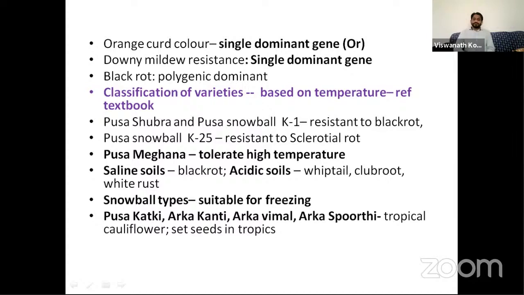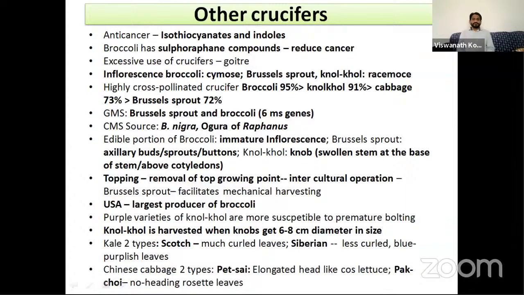Other crucifers, broccoli, Brussels sprout, and knolkhol, have anti-cancer properties due to the presence of isothiocyanates and indoles. Broccoli has sulforaphane compounds which reduce the risk of cancer. The inflorescence of broccoli is cymose; in Brussels sprout, knolkhol, and cauliflower, the inflorescence is racemose, and in cabbage it is catkin.